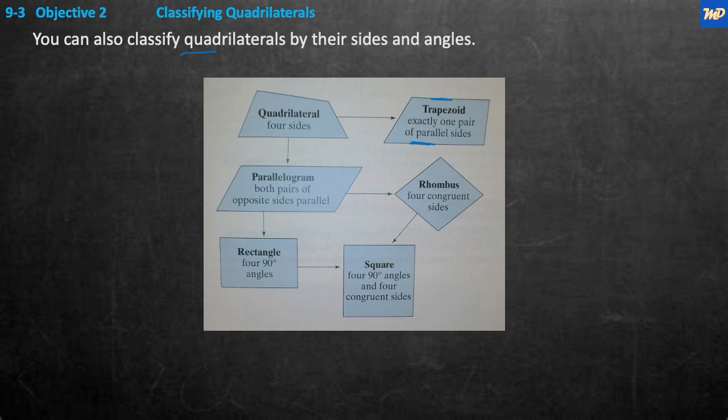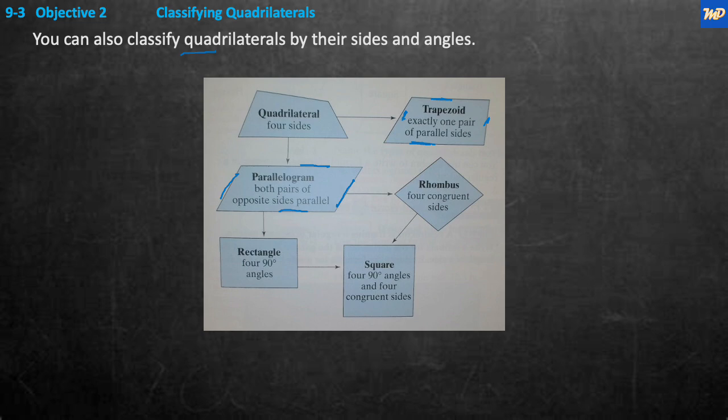Okay, a parallelogram, on the other hand, if these sides were parallel here on this side and this one here on the trapezoid were parallel, it would be a parallelogram. Both pairs of opposite sides are parallel. So this is parallel to this side, and this side here is parallel to that side. A parallelogram. And from a parallelogram, we have two other figures.